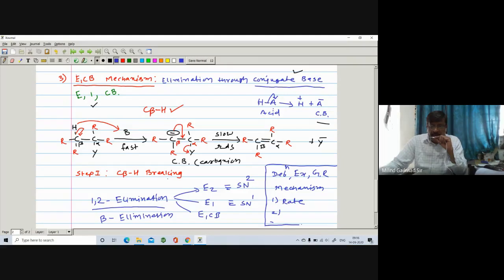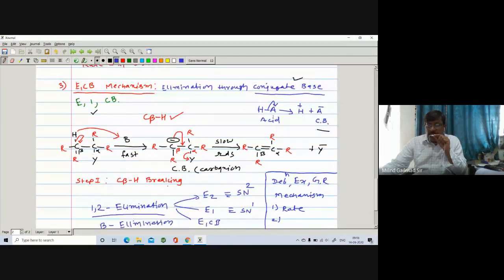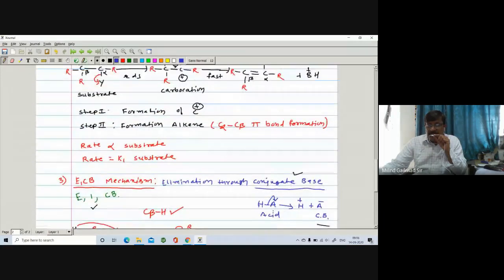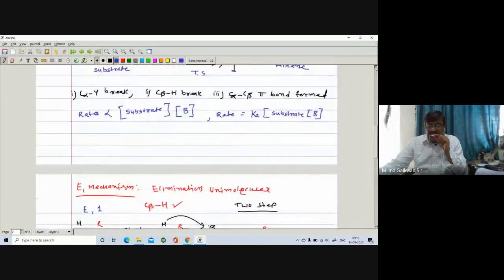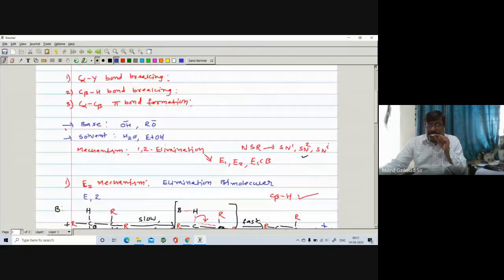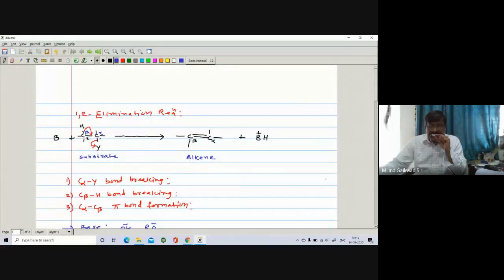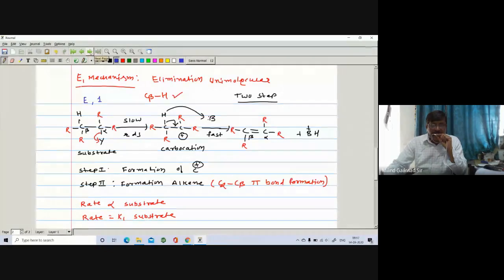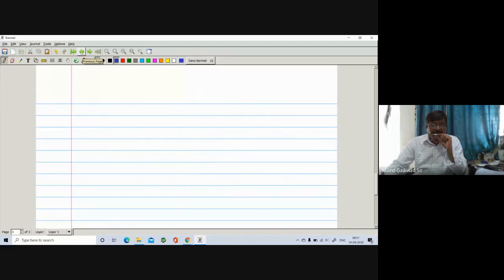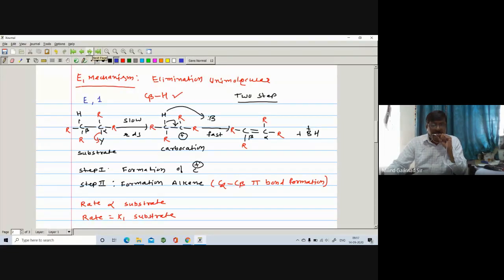So the same thing we are going to learn. If you know these three mechanisms, it is very easy to explain the elimination reaction, right? So today we have discussed the E2 reaction, the 1-2 elimination reaction, right? We have discussed the E1 mechanism and the E1CB mechanism, right?